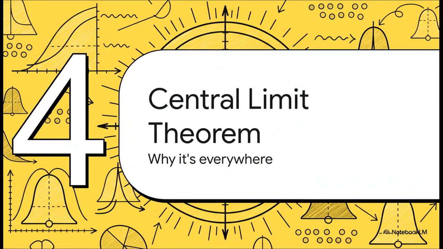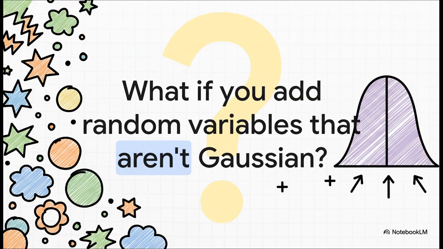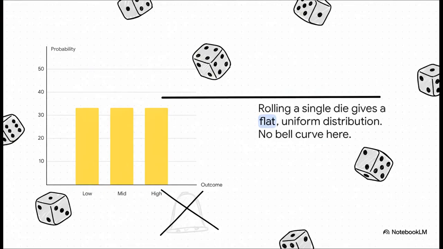This is it, folks. This is the big one. This is the core reason the bell curve shows up literally everywhere. Okay, so we know adding bell curves gives you another bell curve. Fair enough. But what happens if you add up a bunch of random things that have absolutely nothing to do with a bell curve to begin with? Let's just do a quick thought experiment.